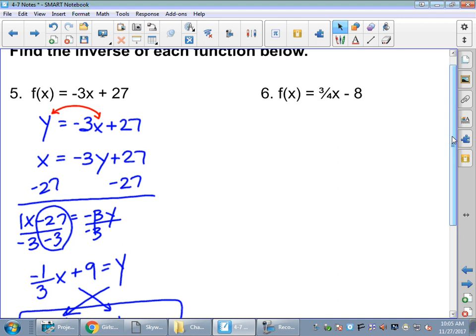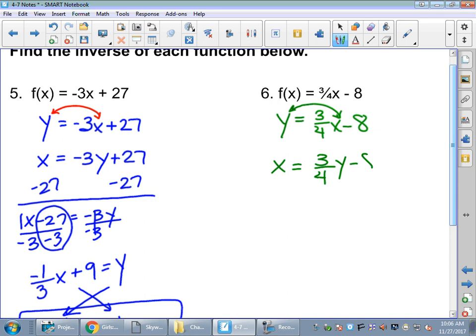The second example here, let's do the same thing. So we're going to start off, step 1, replace f of x with y so that we actually have an x and a y to interchange. Second step is to interchange x and y. X is equal to 3/4 y minus 8. And now solve for the new y. So new y is being multiplied by 3/4 and then subtract 8. So we need to take care of the plus 8 first. X plus 8 equals 3/4 y.